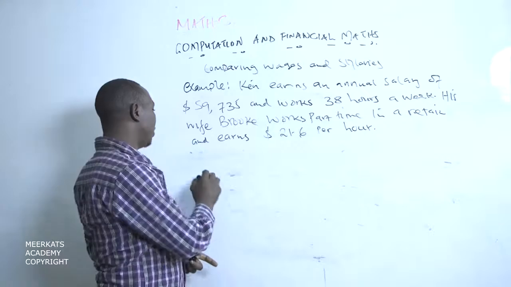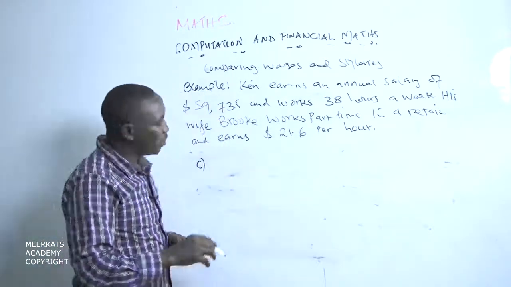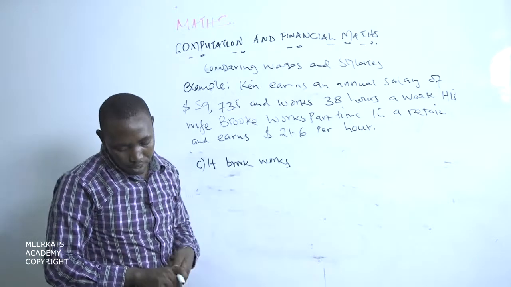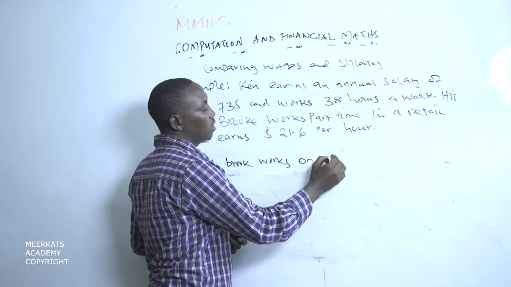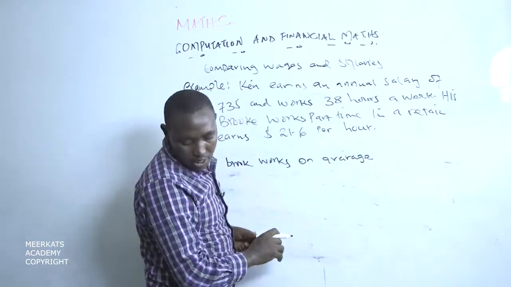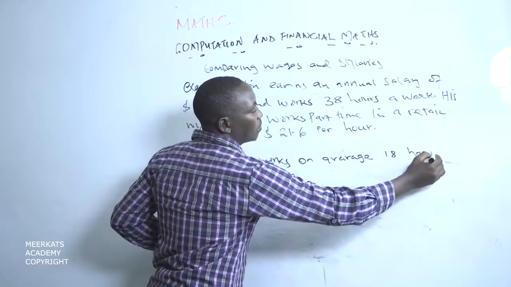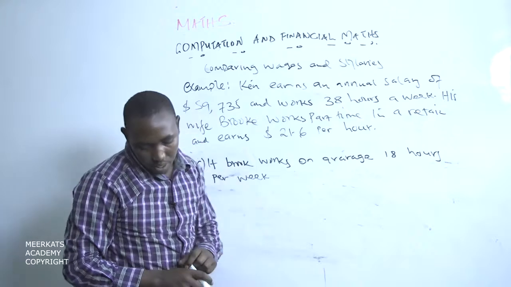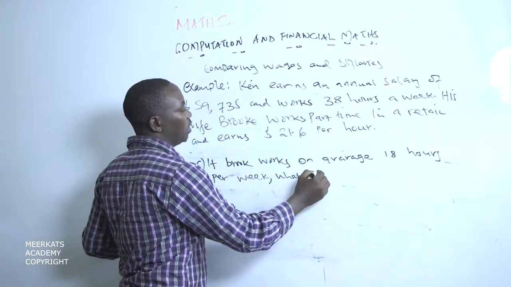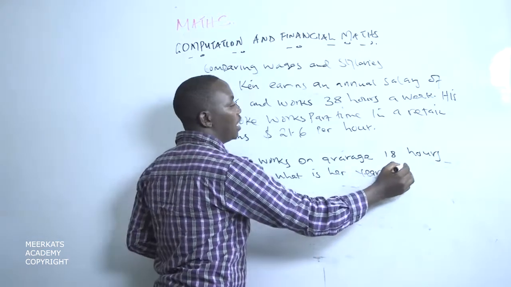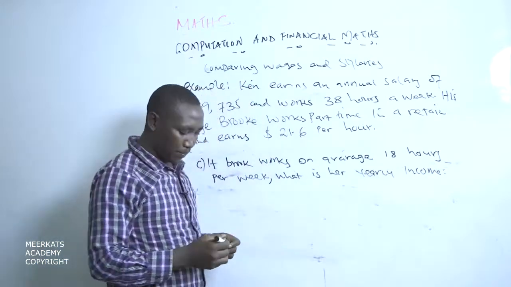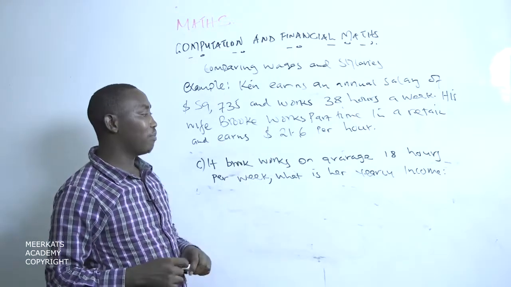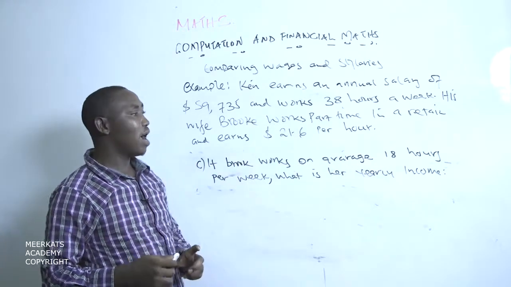The final question, question C: if Brooke works on average 18 hours per week, what is her yearly income? So we want to find how much Brooke will be able to take home after a period of 1 year, working for 18 hours in a week.